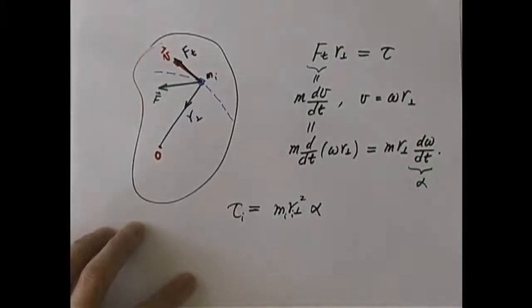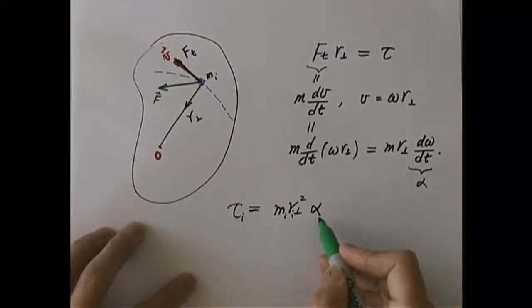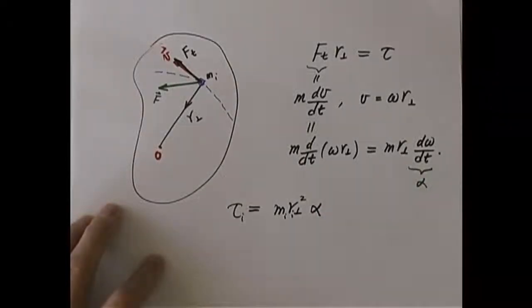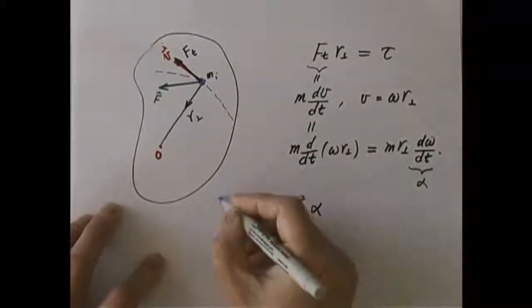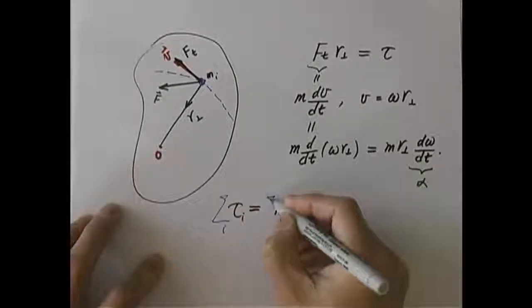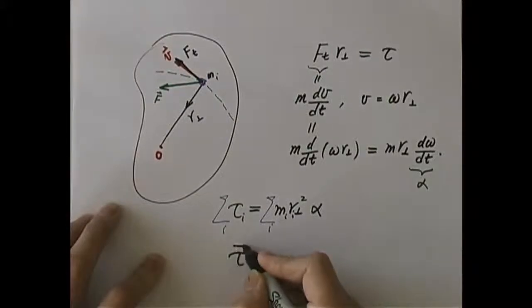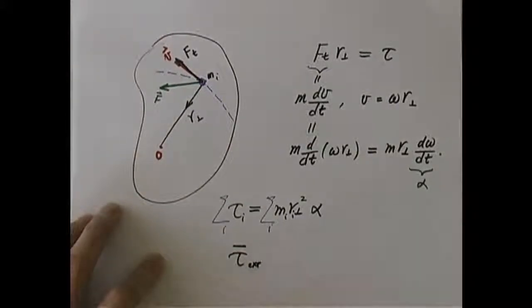This is torque on the i-th mass. Alpha doesn't require a subscript i because alpha is the same for the entire rigid body. Let me now sum it up. I'm going to sum over all the masses of the entire rigid body. On this side, what do I get? On this side, that's just the net torque on everything. At this point, we're not going to use a vector symbol, just scalar.